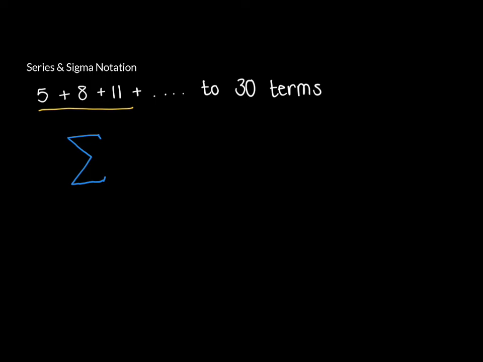So if we write 5, 8, and 11 as a sequence rather than a series, we're going to get 5, 8, and 11. And we can notice from what we see over here that this is actually an arithmetic sequence. And we know what the formula for an arithmetic sequence looks like. We know that it's Tn is equal to a plus n minus 1 d.